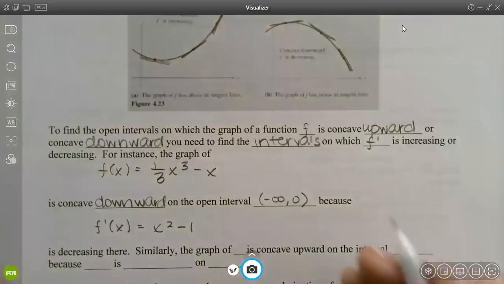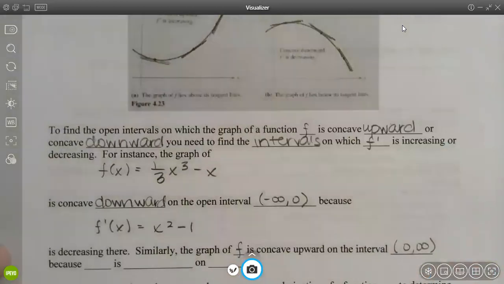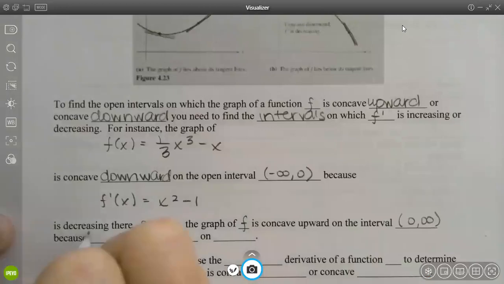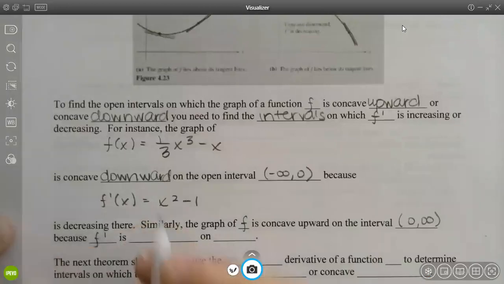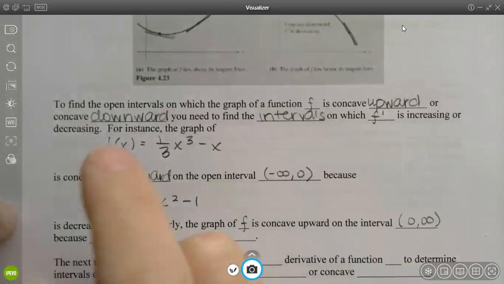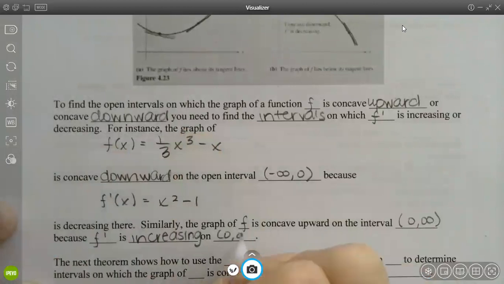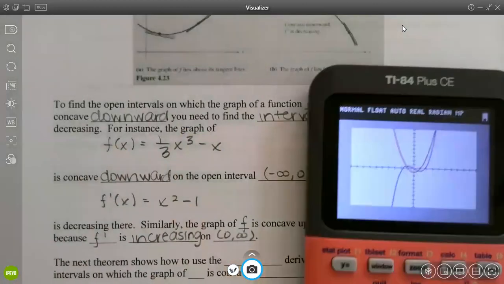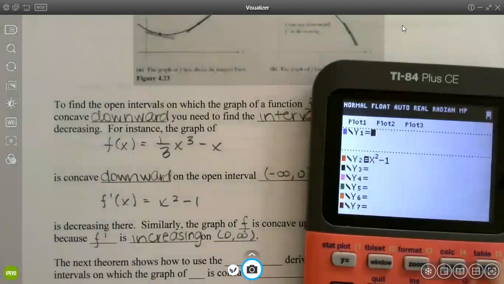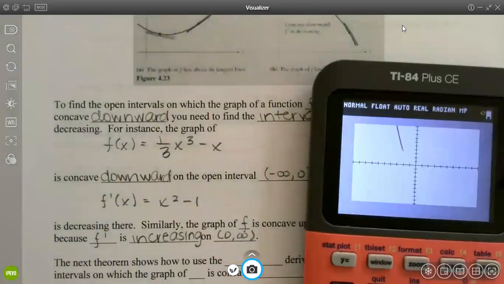Similarly, the graph of f is concave upward on 0 to infinity, and that's because the derivative is increasing on 0 to infinity. So it's much easier to look at the derivative and know where it's decreasing versus increasing, rather than trying to figure out that turning point and looking really hard at it. Everybody understand? So that's all I'm saying. You can see it from this graph, but it makes it easier to see it from this graph.